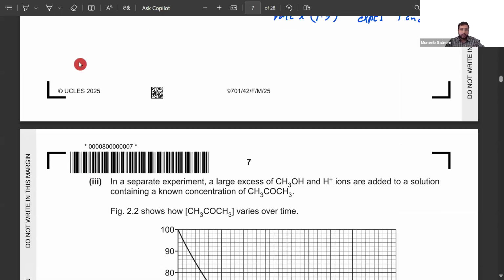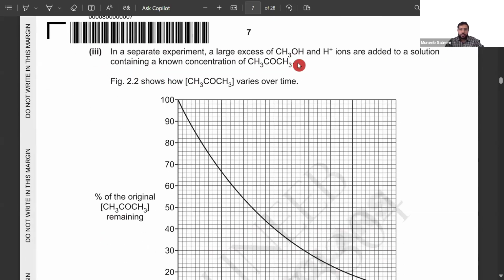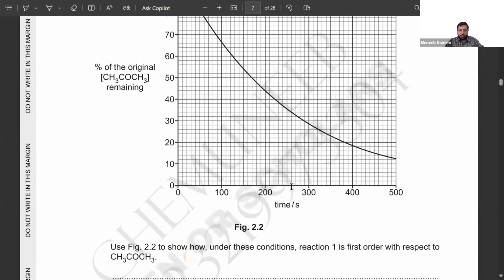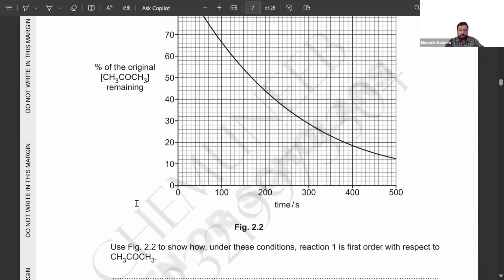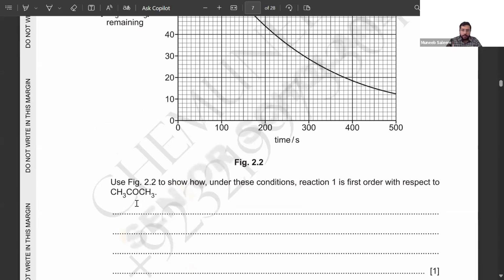Now, question number 3. In a separate experiment, a large excess of methanol and hydrogen ions are added to a solution. We have this graph which shows the concentration or the amount of the propanol, which is decreasing with the passage of time. Use this figure to show how, under these conditions, reaction 1 is first order with respect to propanol.